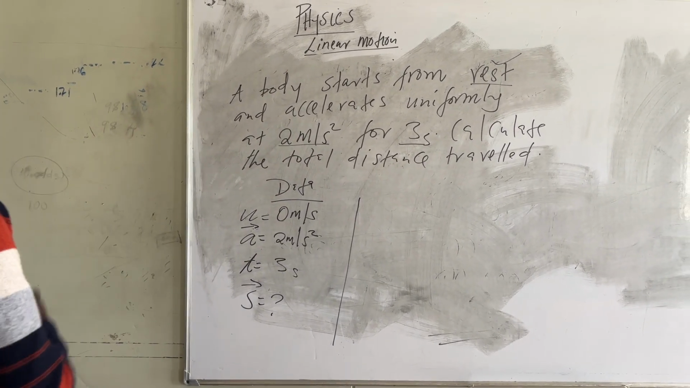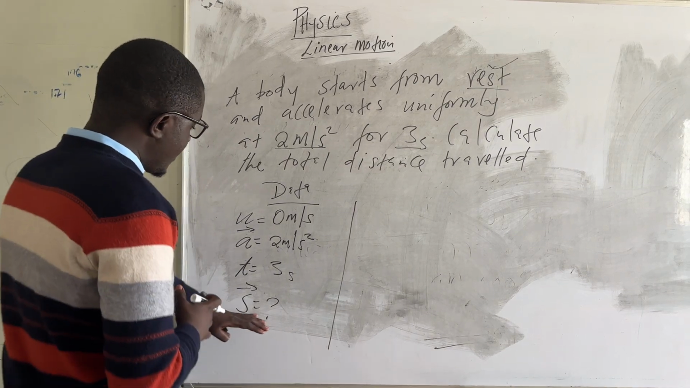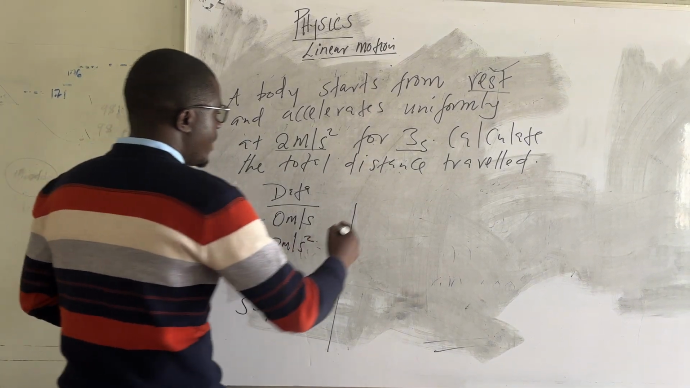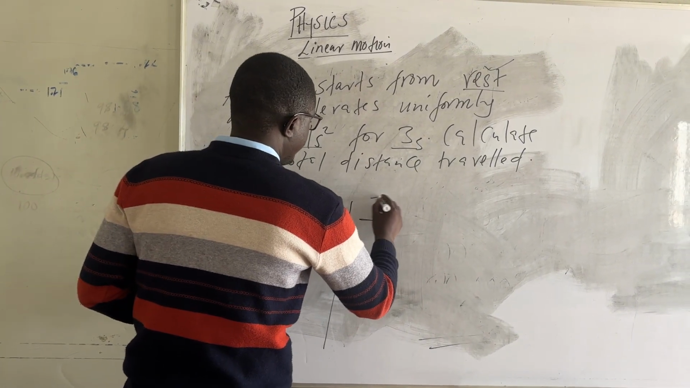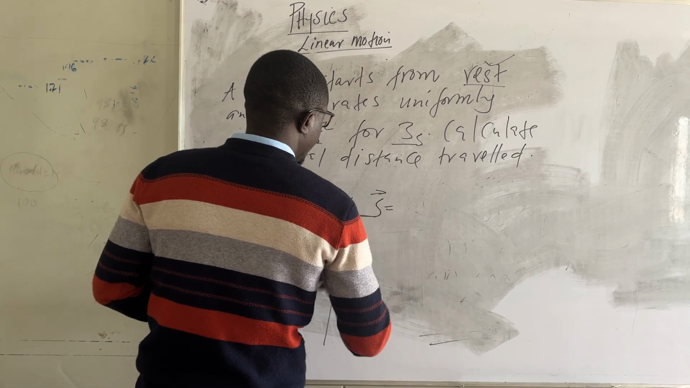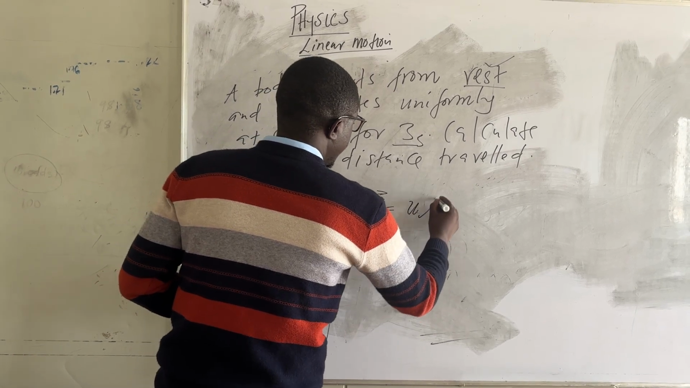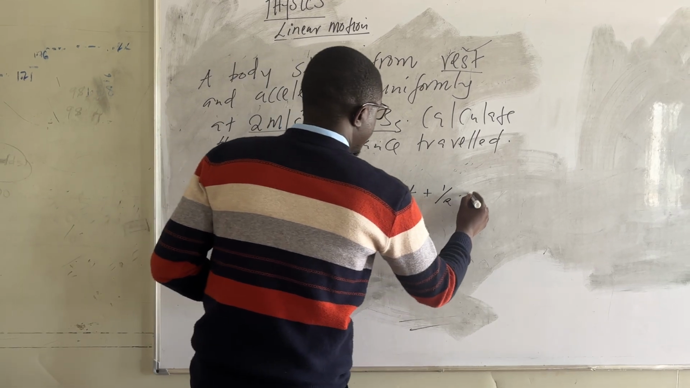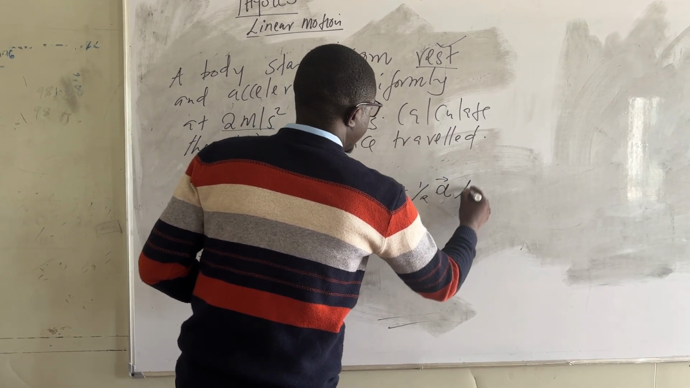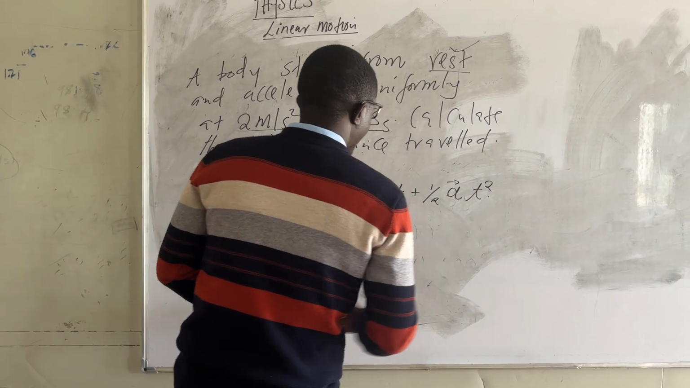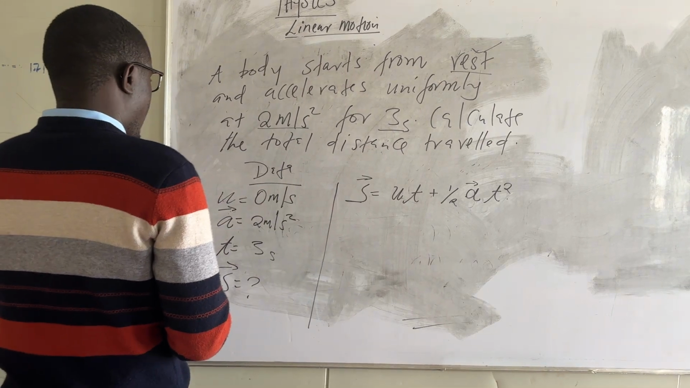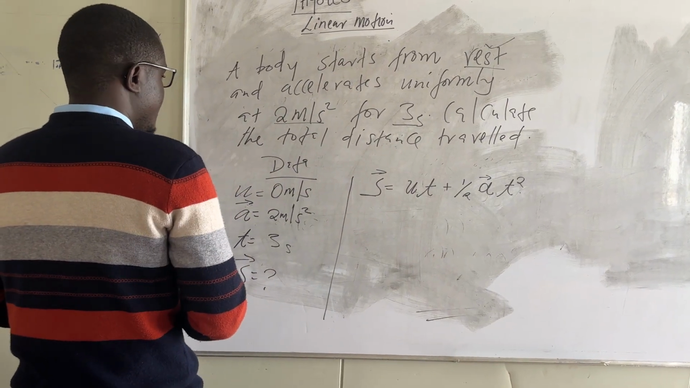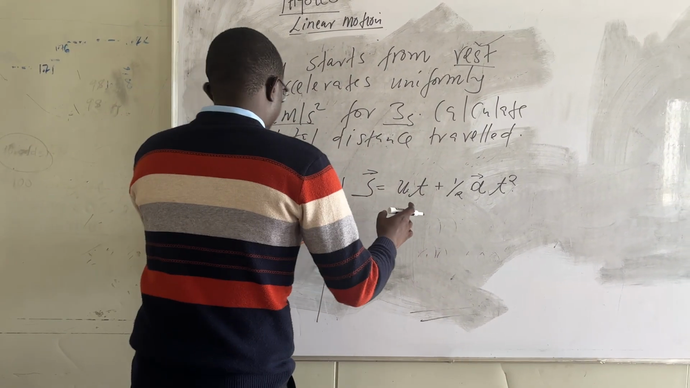Now, how do you go about it, boys and girls? Since we're talking about displacement here, we will employ this formula: displacement is equal to initial velocity times time plus half times acceleration times time squared. Now, after having that, it is easier for us to get the answer.